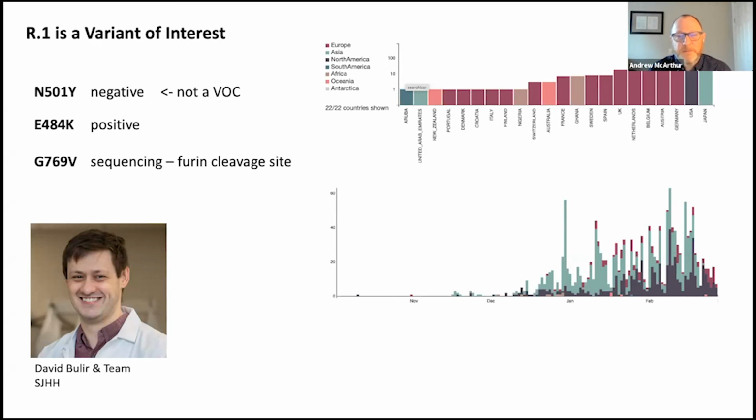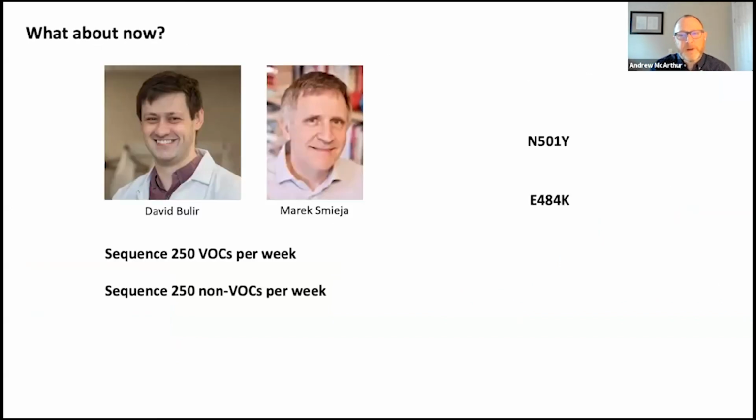So with luck, we might be one of the first institutions that actually test these new, increasingly frequent variants of interest that have these furin cleavage site mutations. So what about now? The key thing is that we have these 2 quantitative PCR screens. So the data you see provincially and locally really comes from tracking individual mutations. 501Y is 100% correlated with being a VOC.